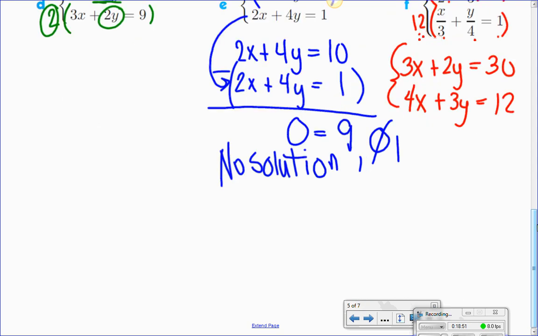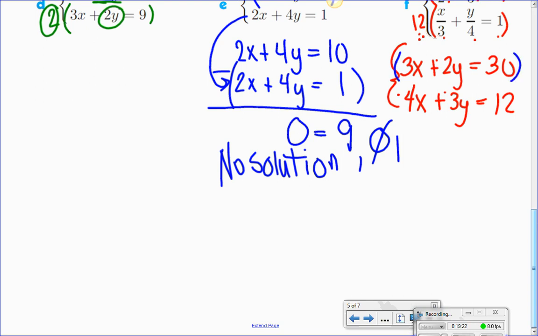Then, if we want to use elimination, we're going to have to multiply both the top and the bottom equation to get a similar coefficient. So we could multiply the top by 4, the bottom by 3, and then subtract them to cancel our x's. Or if we want to cancel our y's, we could multiply the top by 3 and the bottom by 2 to get 6y in both of them, and we can cancel them. Let's do that.